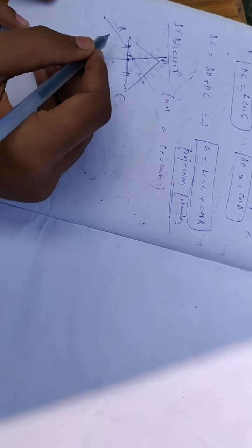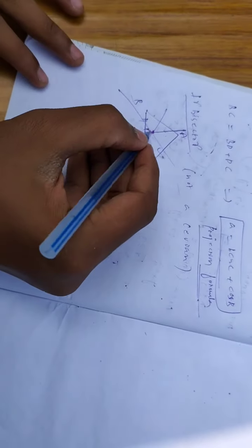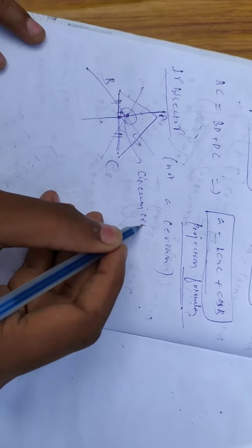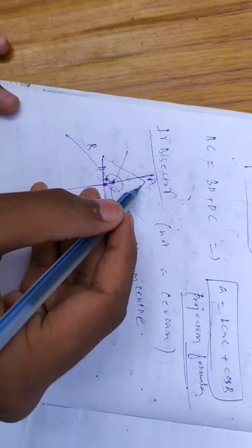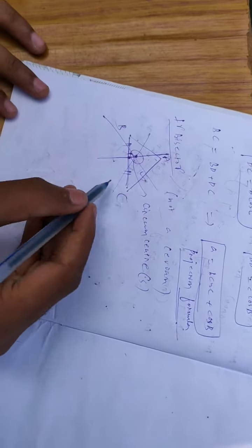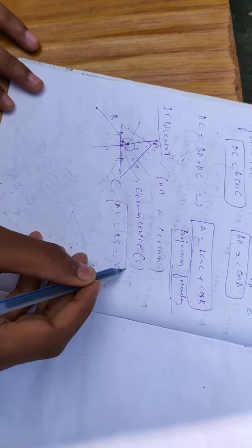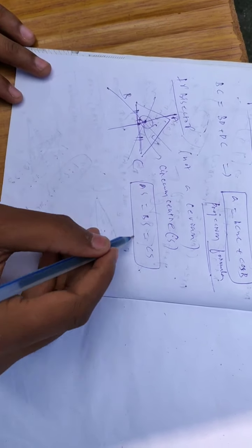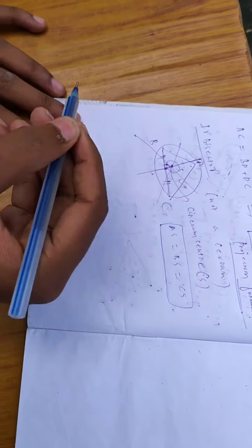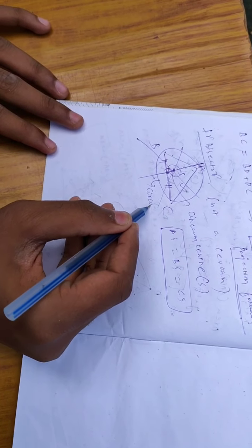And the point of concurrence of such three perpendicular bisectors is known as the circumcenter, generally denoted as S. We can tell that AS is equal to BS is equal to CS. So taking these three as radius, we can draw a circle passing through the three vertices of the triangle, known as the circumcircle.